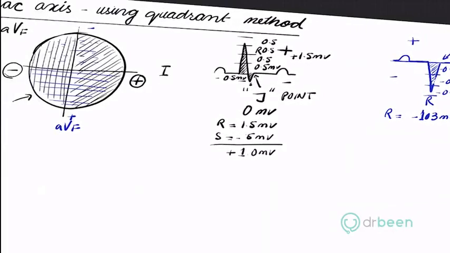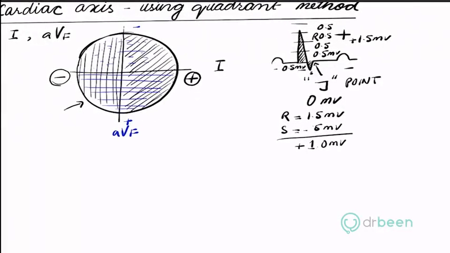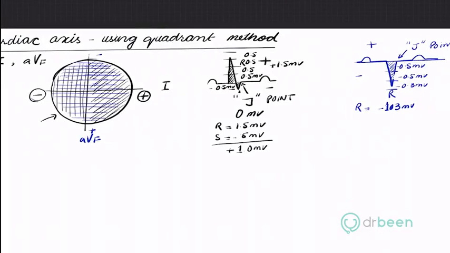If we now go back here, if the AVF is minus, that will mean we are talking this half, right? So which quadrant out of those? We have to combine the information from these two leads to figure out which quadrant. So lead 1 is positive, lead AVF is negative, and that is lead 1 is positive here, and lead AVF is negative here. So this is the quadrant that we are talking about. So the axis is somewhere in this quadrant.